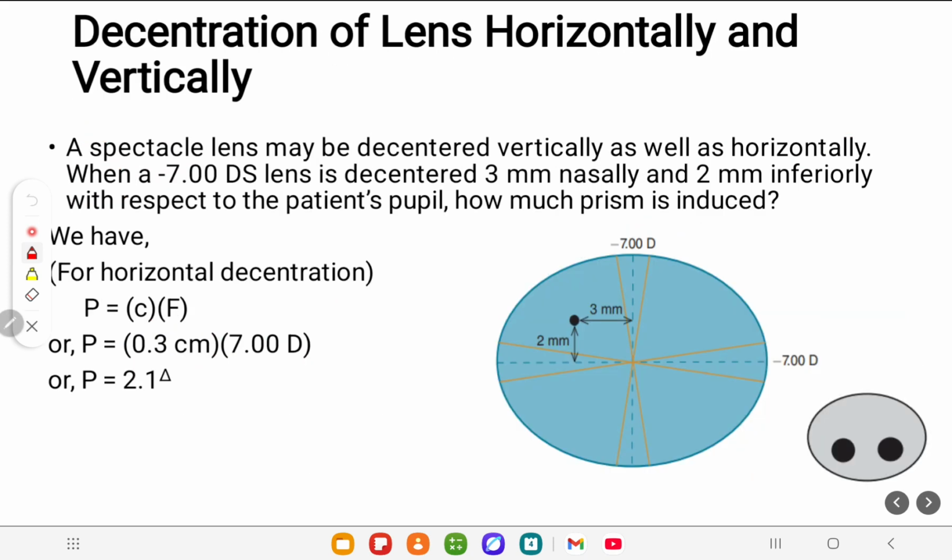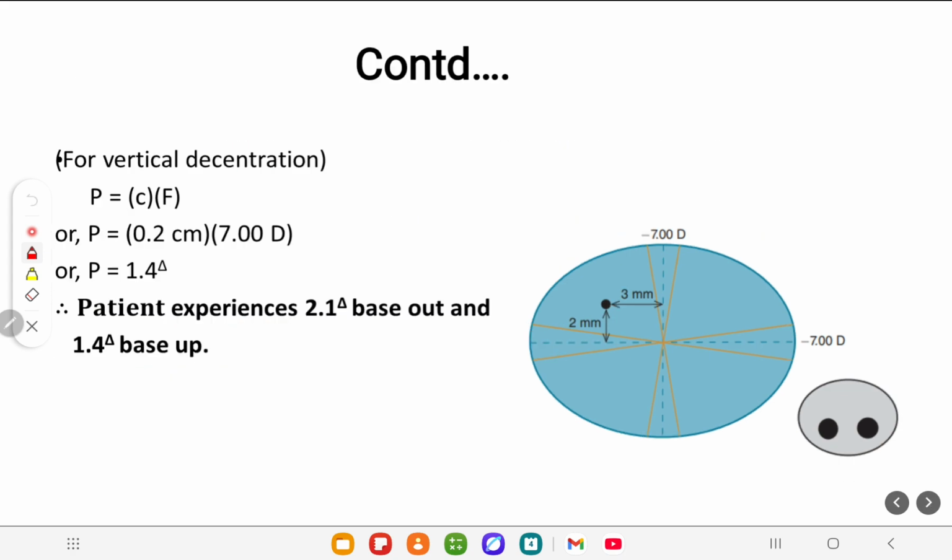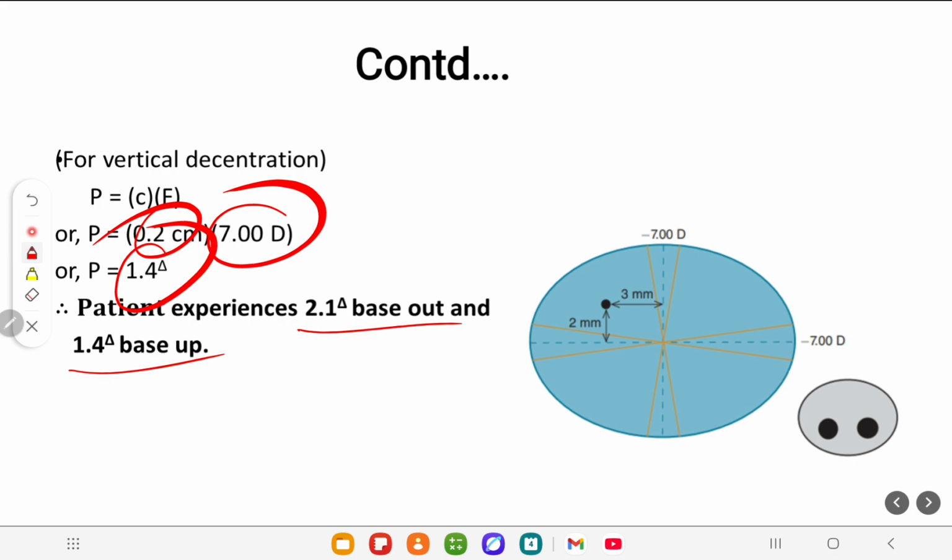So now currently I'm in the optics series. Again, in this numerical, 7 diopter is the power, 3 mm nasally, and 2 mm inferiorly. So we have to convert to centimeters. So 0.3 centimeter, times 7, is 2.1, and again 0.2 centimeter, times 7, is 1.4. Base out and base down.